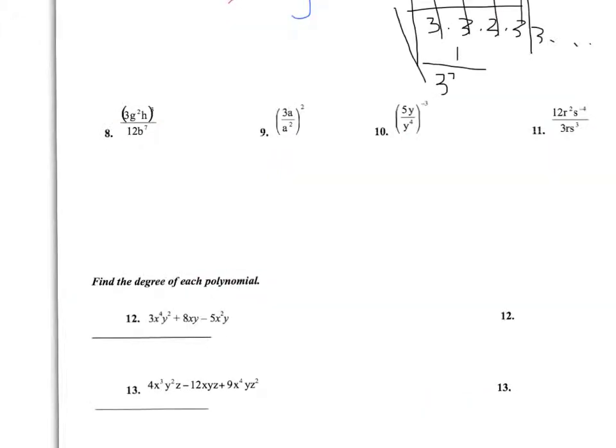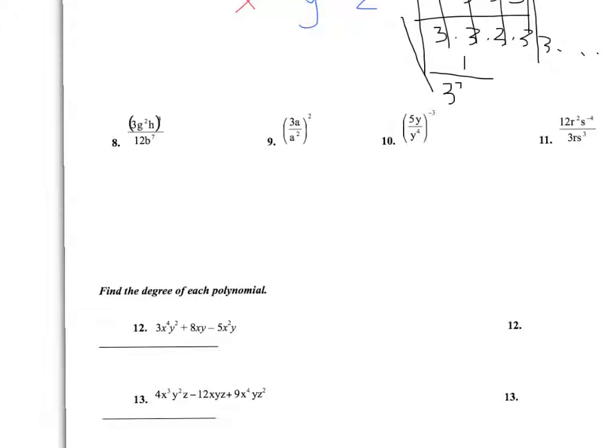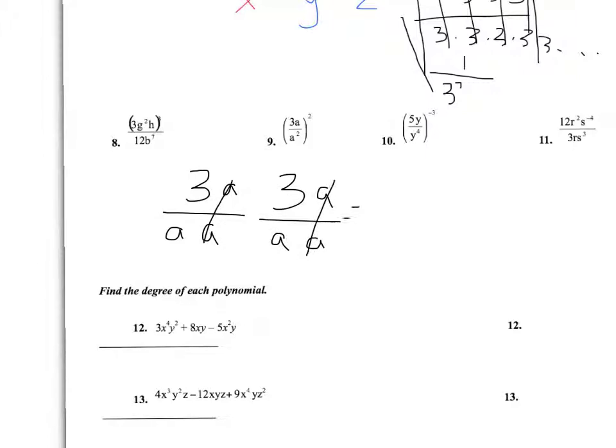All right, let's switch gears here and talk about number 8, 9, 10, 11. These also you can't be lazy and you need to write out, but they're dealing with division, so sometimes there are things to cancel. Let's look at number 9. Write this out 2 times. Cancel some a's, and then multiply. 3 times 3 is 9 over a times a is a squared.